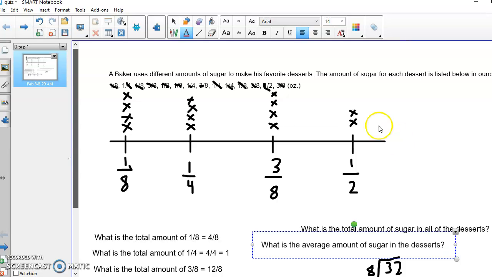That wouldn't make any sense, because when you look at some of the data, some of the desserts just have 1/8 of an ounce. Other desserts have 1/4 or 3/8. They all have just a fraction of an ounce of sugar in the dessert. So saying that the average amount is 4 ounces, which would be way down here on the right on our line plot, that wouldn't make any sense. No dessert has that much sugar in it.